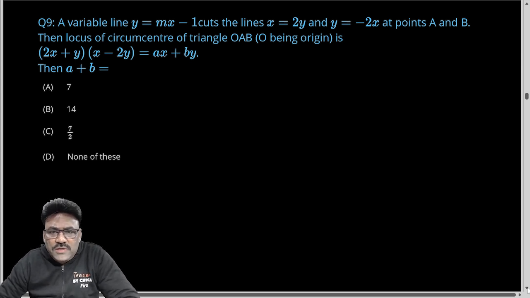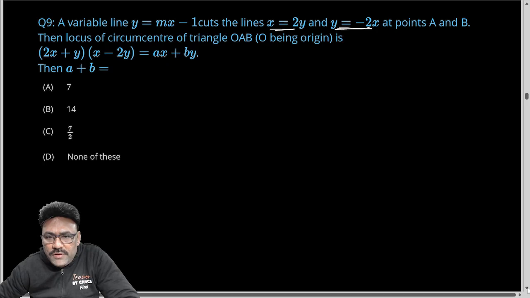So see, you can see that these two lines, x is equal to 2y and y is equal to minus 2x, are perpendicular lines. So you have two perpendicular lines, x is equal to 2y and y is equal to minus 2x. So let's say one line is this, x is equal to 2y.